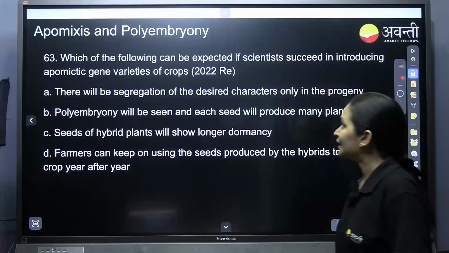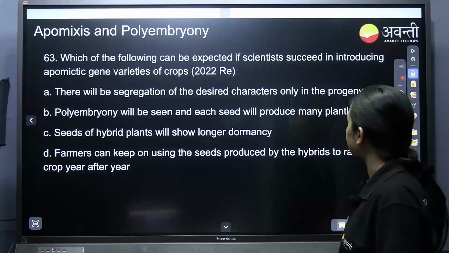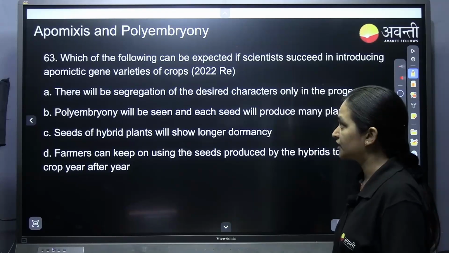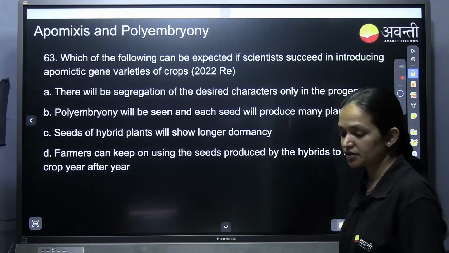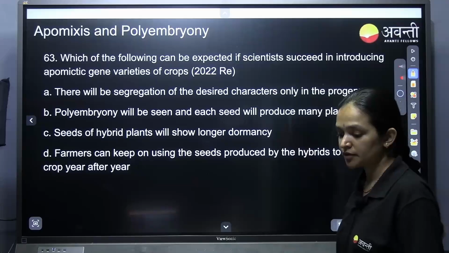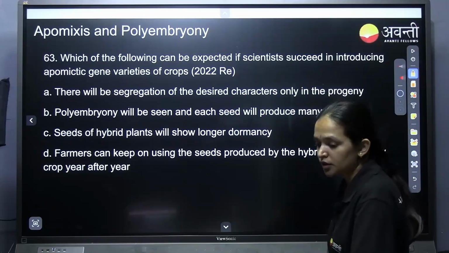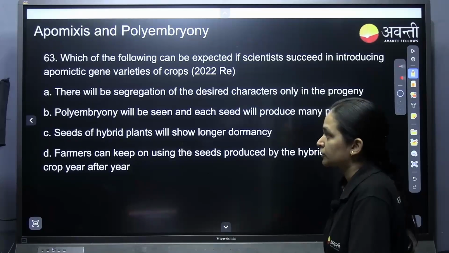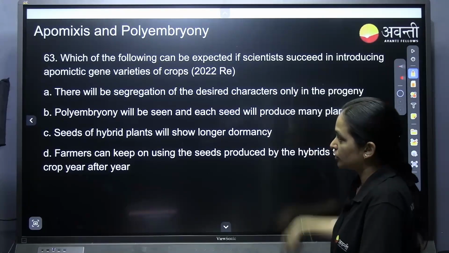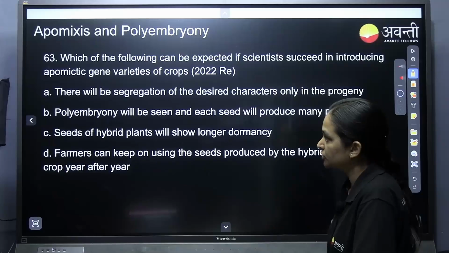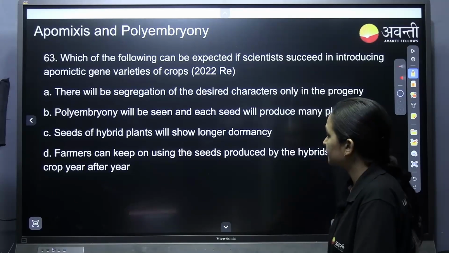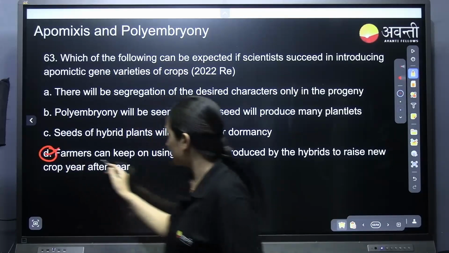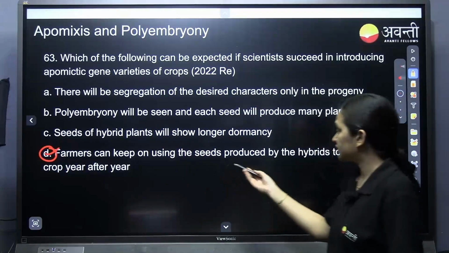Which of the following can be expected if scientists succeed in introducing apomictic gene varieties of crops? What is apomixis? Apomixis means formation of seed without fertilization. Very good. So, just go through all the options. There will be no segregation of characters. Very good. Yes, D is the correct answer, which means farmers can keep on using the seeds produced by the hybrids.